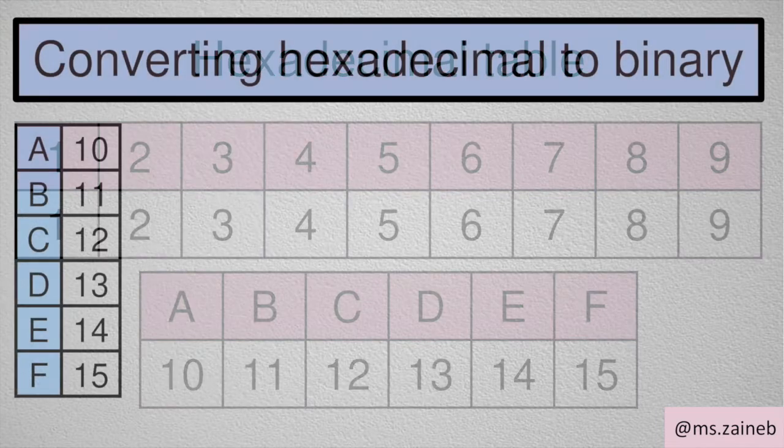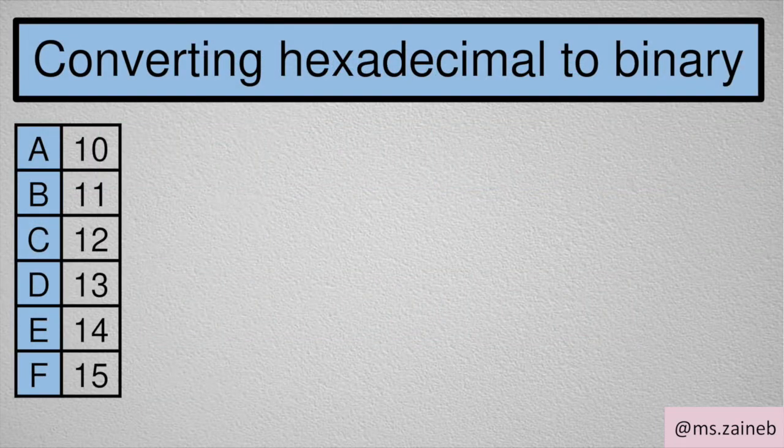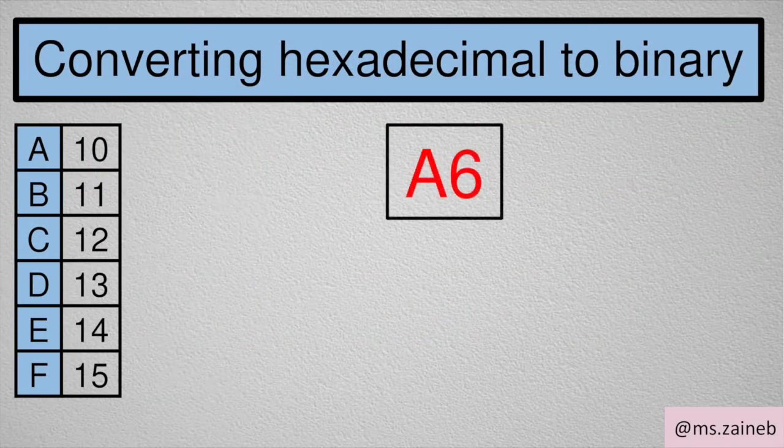Okay, so now our first one that we're going to convert is A6. A6 is a hexadecimal code. We're going to convert this into binary first. So first thing I'm going to do is split this hexadecimal code into two, A being one part, 6 being another.